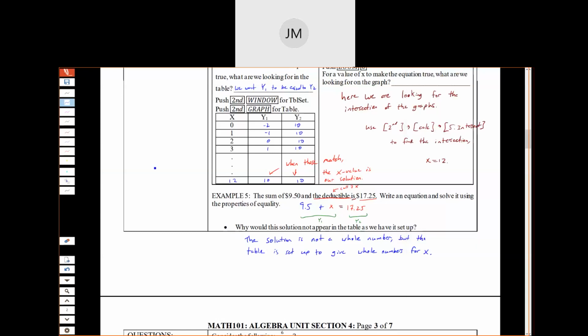Okay. So if your answer doesn't show up on the table, it's probably easiest just to use the graph. Now, you could mess around with the table and try to get that answer, but typically that's a bad way to go because if you don't know what the answer is, then you don't really know how to set up the table to give you the right steps. So in this case, just use the graph.